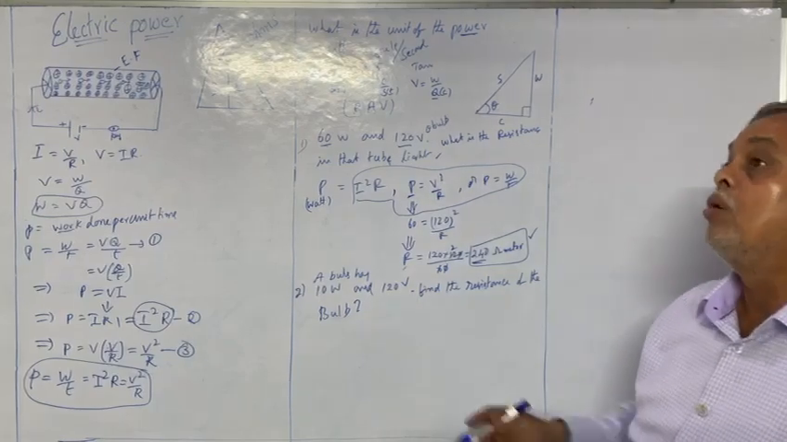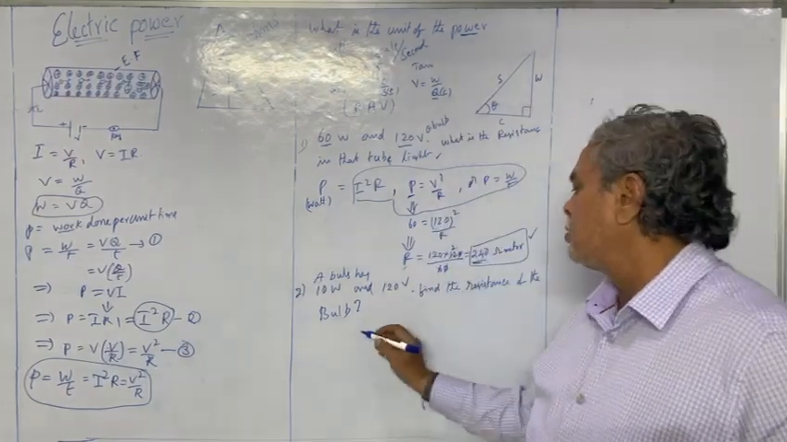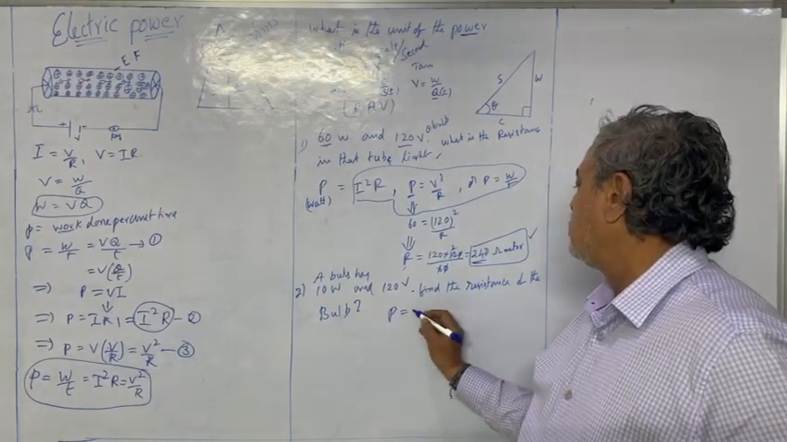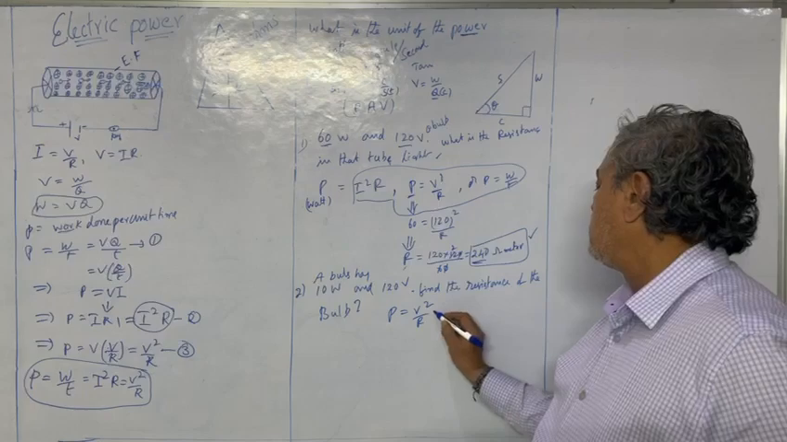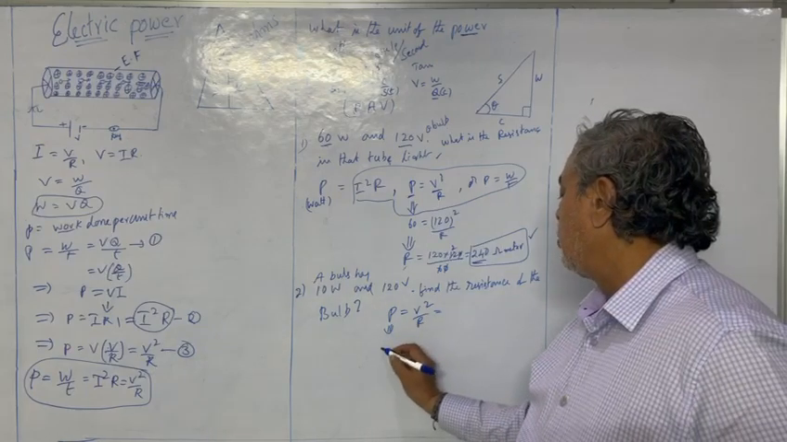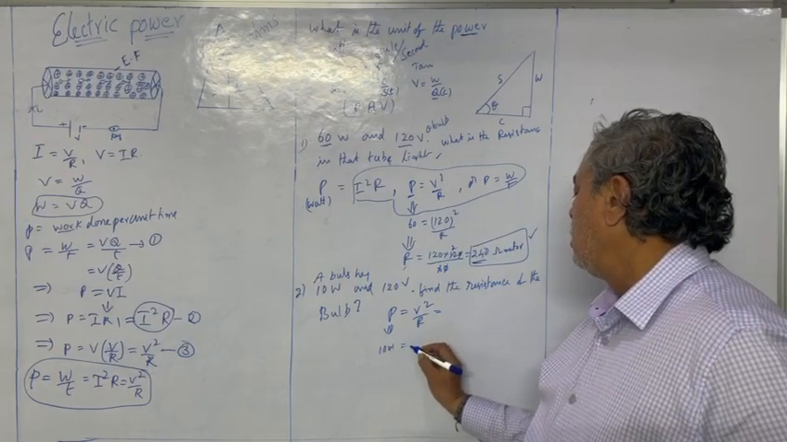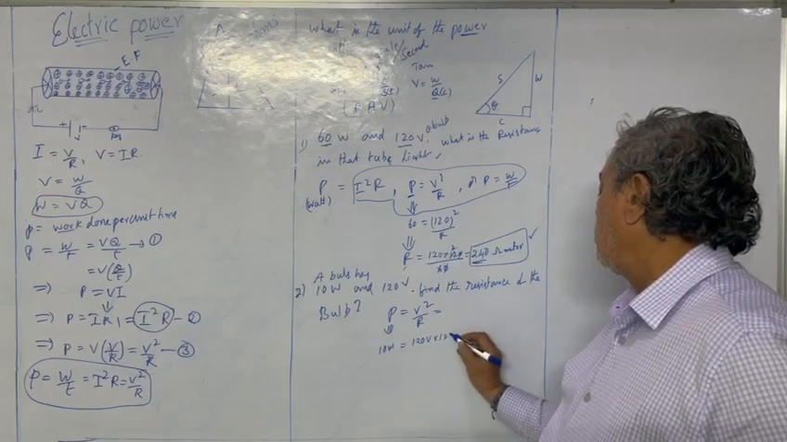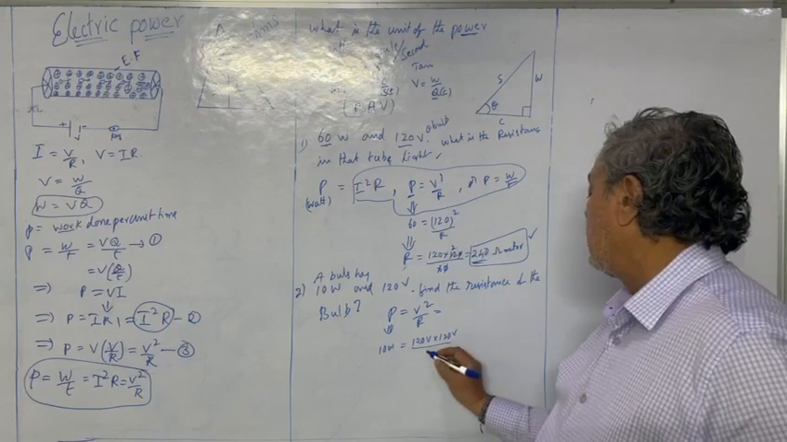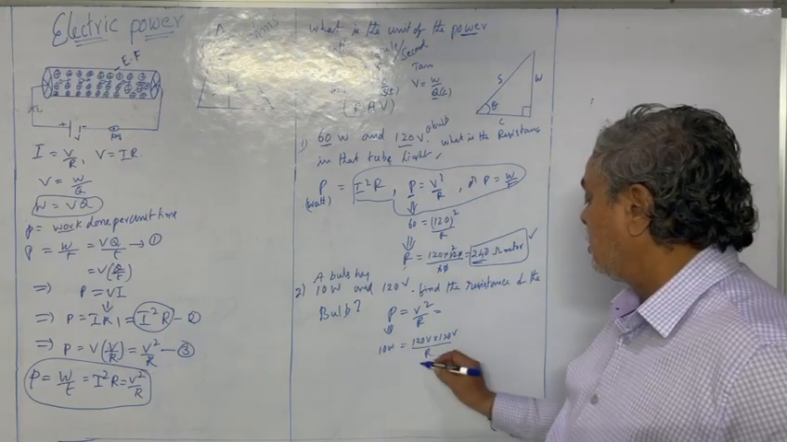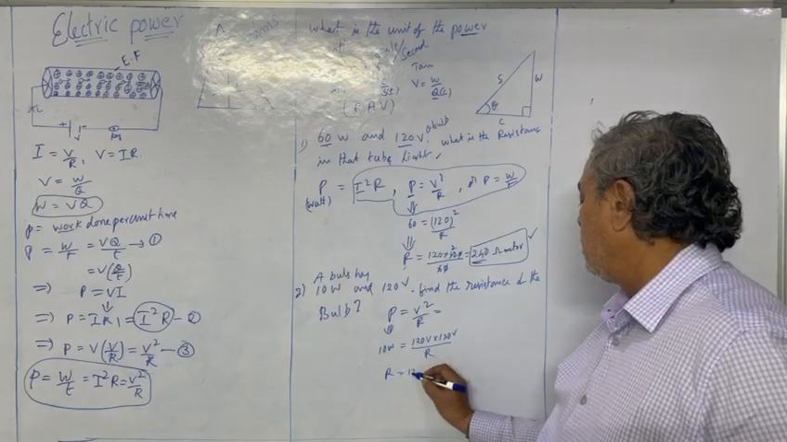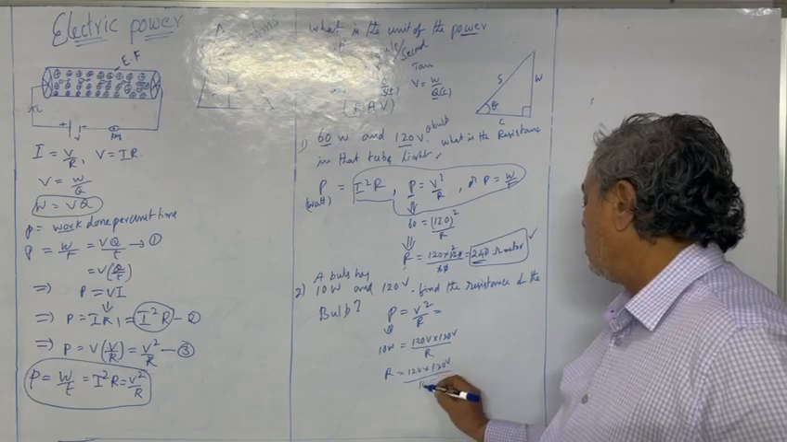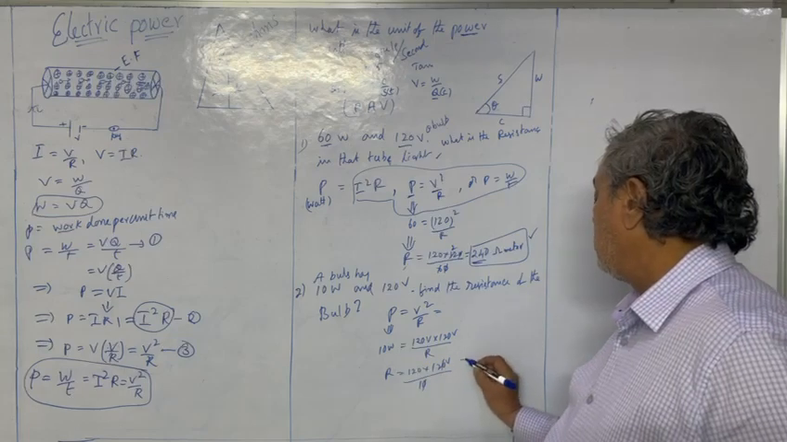Here I have given a 10 watts bulb. 10 watts means how much? P is equal to V square by R. P is equal to 10 watts and V square is equal to 120 volts into 120 volts. 120 volts by R we have to find. Then if we exchange this, R is equal to 120 into 120 volts by 10.